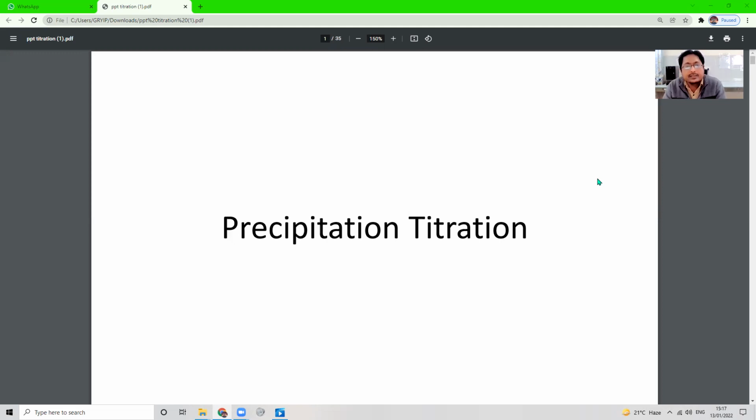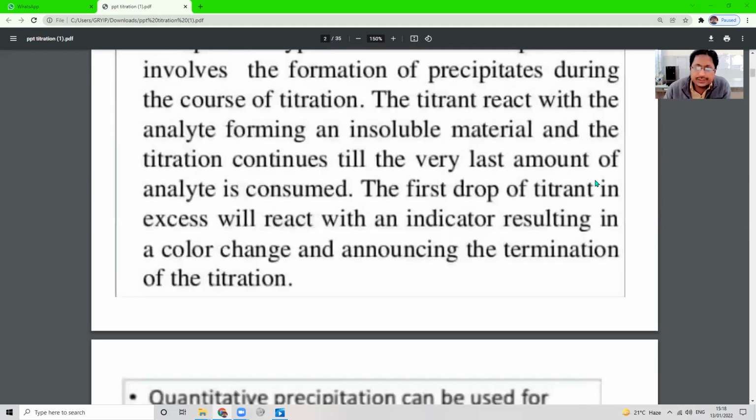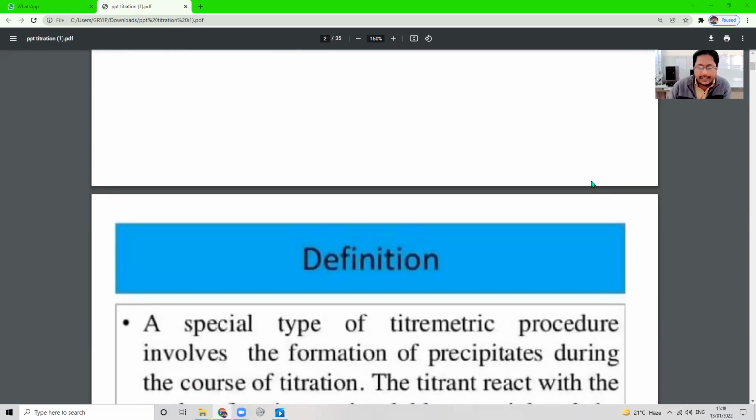Because silver nitrate is used in this titration, it is also called argentometry titration. Sometimes mercurous nitrate is also used for the determination of halides, so it is also called mercurometry titration. So we can say precipitation titration is a titration which is useful for the determination of halogens. Now we'll go with the introduction of precipitation titration.